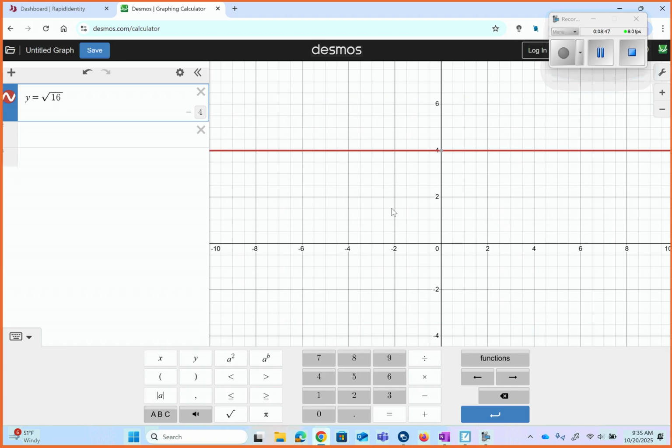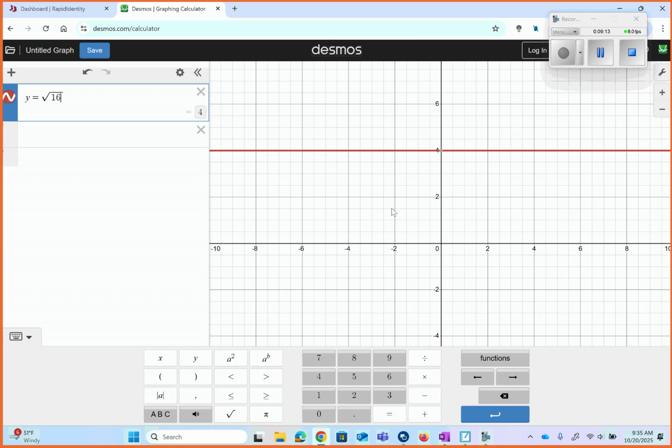So what do you think the derivative of square root 16 should be? What would the derivative of 16 be? 0. What would the derivative of square root of 16 also have to be? 0. Okay, is the slope of 0 a horizontal line?